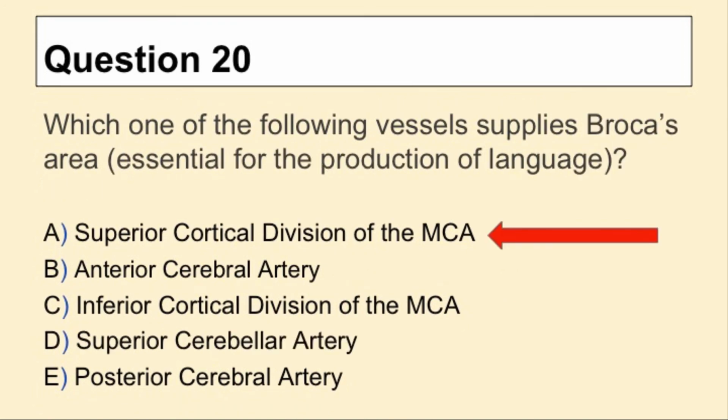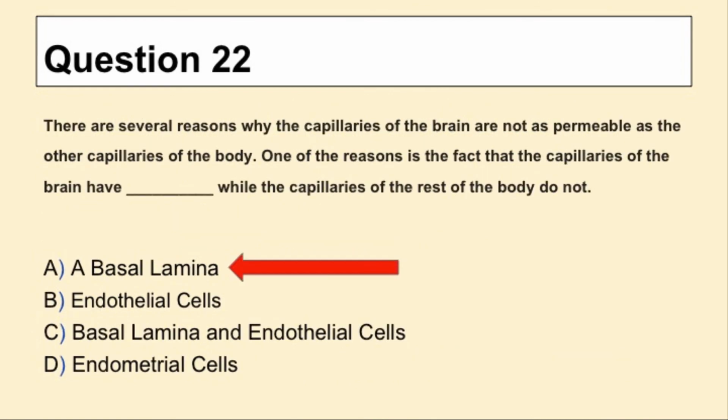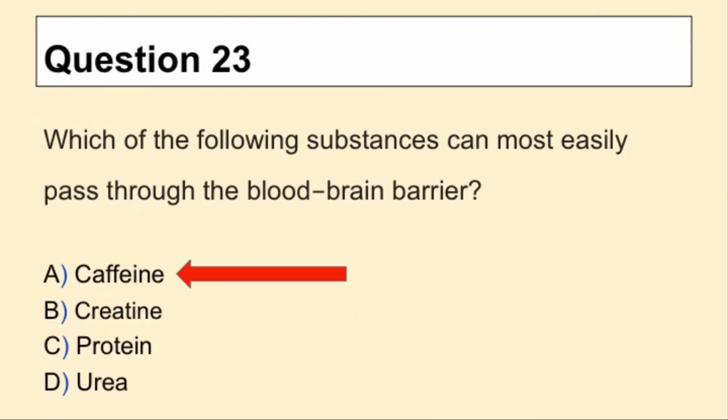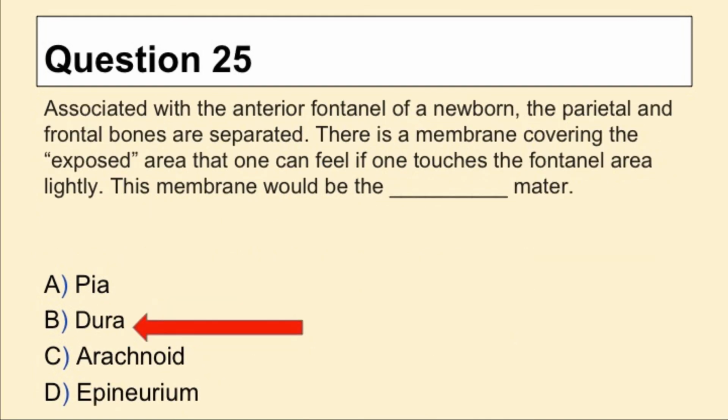Question 20, the answer is A, superior cortical division of the MCA. Question 21, the answer is E, posterior inferior cerebellar artery. Question 22, the answer is A, basal lamina. Question 23, the answer is A, caffeine. Question 24, the answer is A, pia mater, arachnoid mater, dura mater. Question 25, the answer is B, dura.